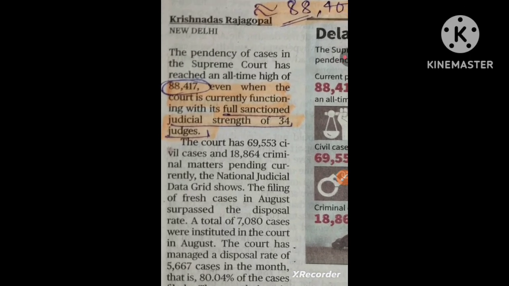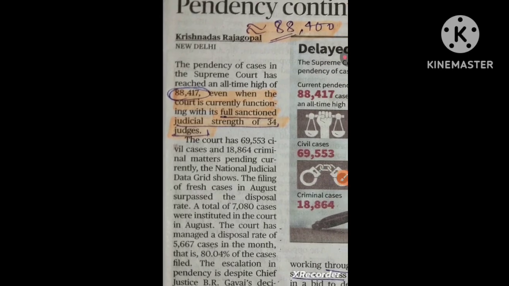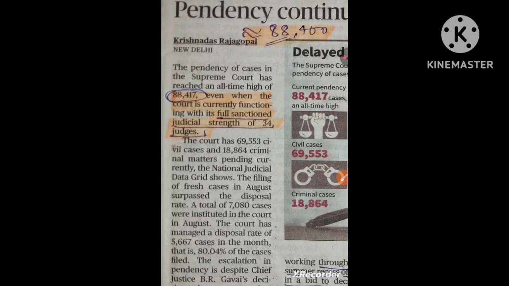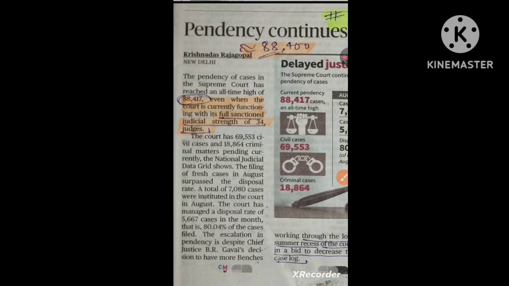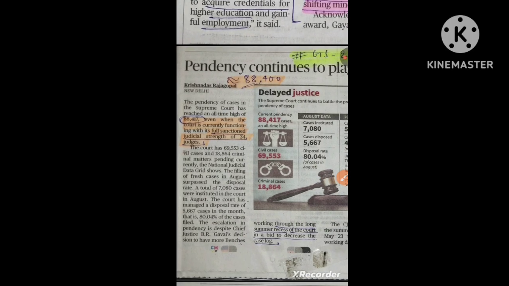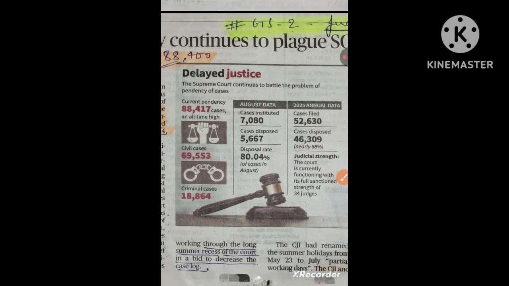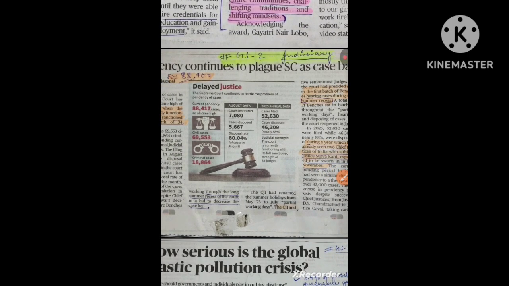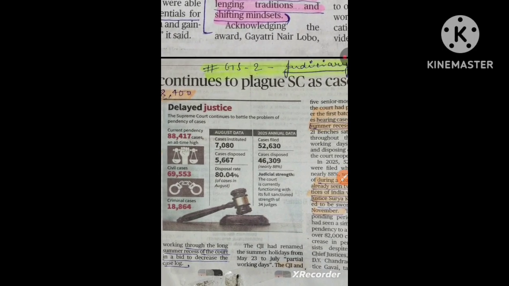And the court is currently functioning with its fully sanctioned judicial strength of 34 judges. So what is the judicial strength as of now? 34, including the Chief Justice of India, and it is full. It's not that we have a vacant seat, right? So even when the judiciary has full strength in its court right now, we have 88,400 pending cases in the Supreme Court. Now you can imagine that if the Supreme Court has so many cases pending, how many cases would be pending in your district court, how many cases pending in your High Court, right? So we have a delayed justice system which is plaguing the entire judicial system of the country.